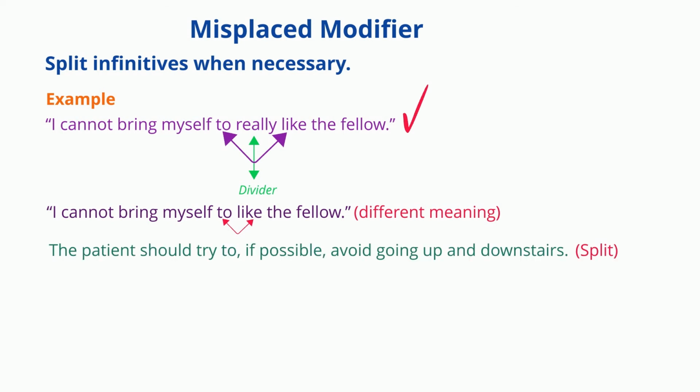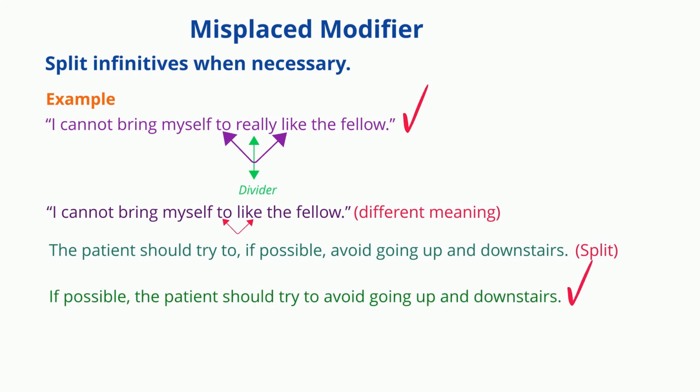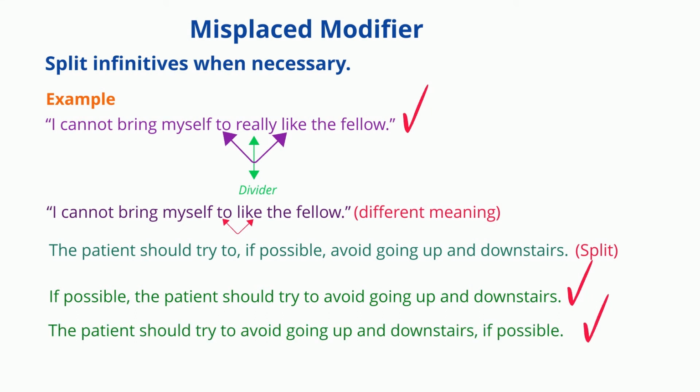Look at another example. The patient should try to, if possible, avoid going up and down stairs. Split. If possible, the patient should try to avoid going up and down stairs. Correct. The patient should try to avoid going up and down stairs if possible. Also correct.